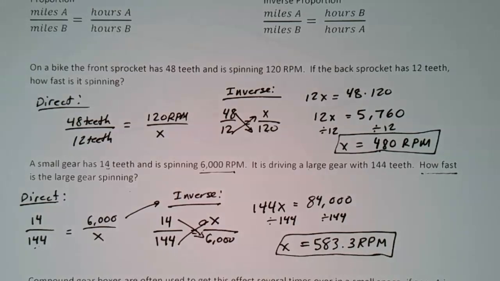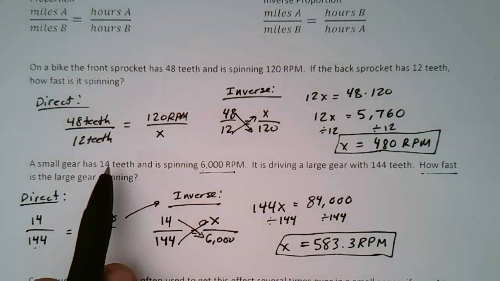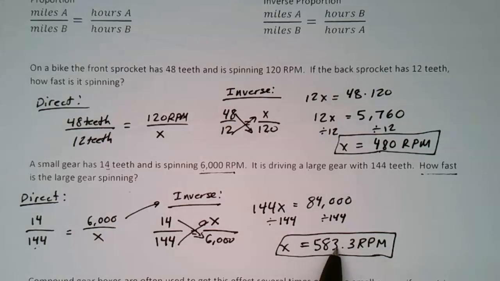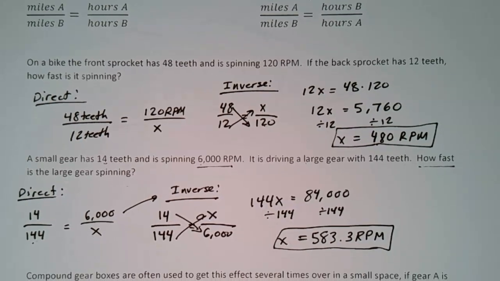583.3 RPM. And again, what happened? The number of teeth went up, the speed should go down, and it did. So that makes sense to me. That is an inverse proportion.